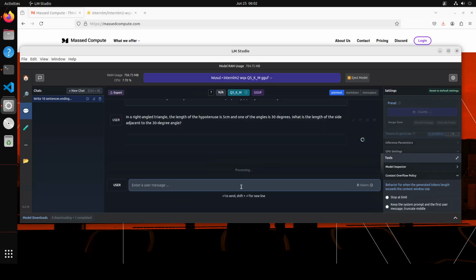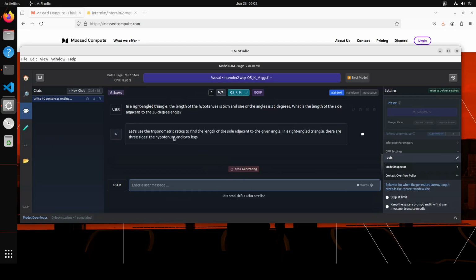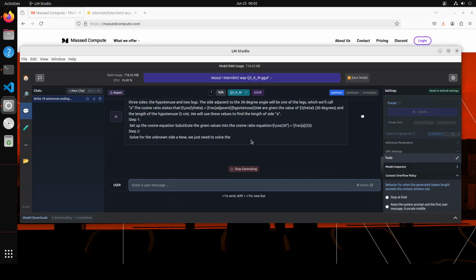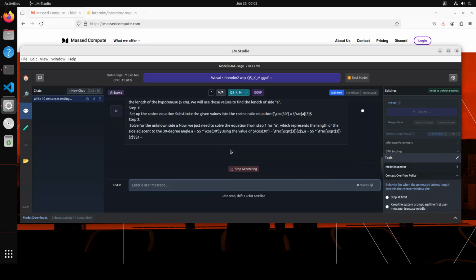So let's see. You see it is reasoning through it, which is quite good. I like the way it reasons. That is quite good, and stepwise it goes just like a student would do in an exam.